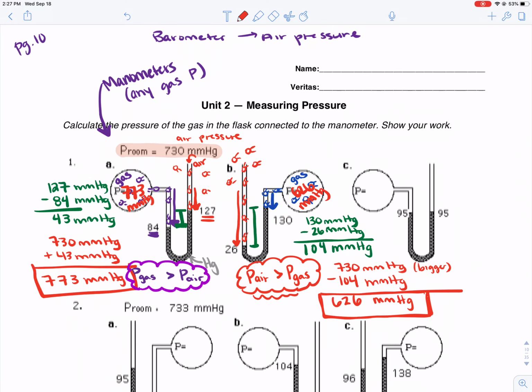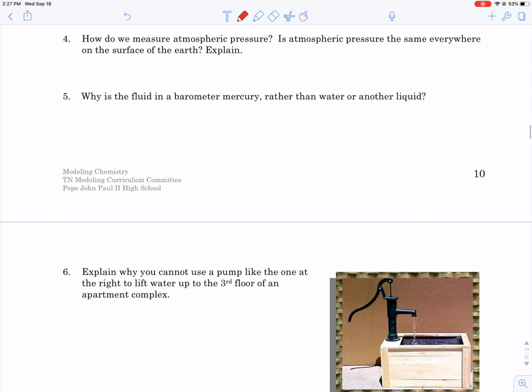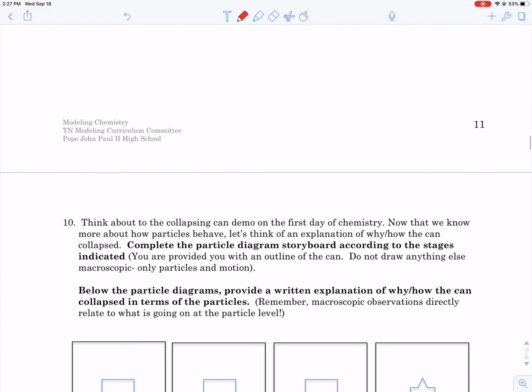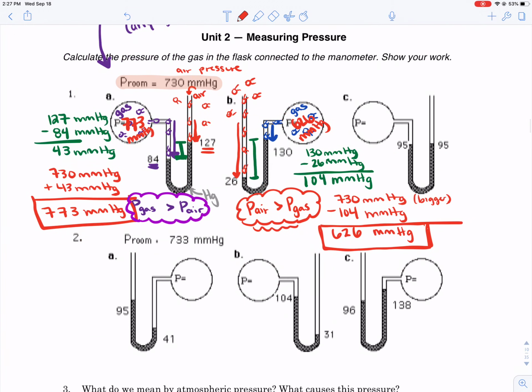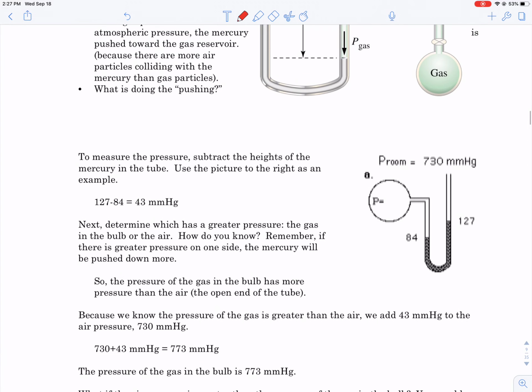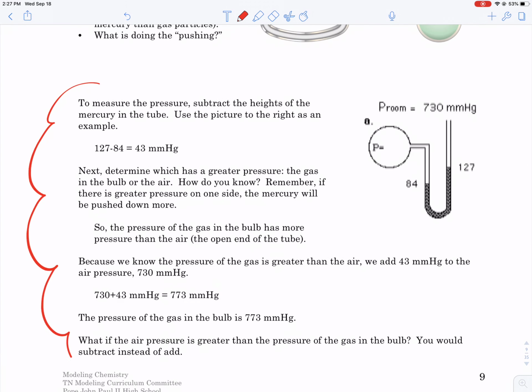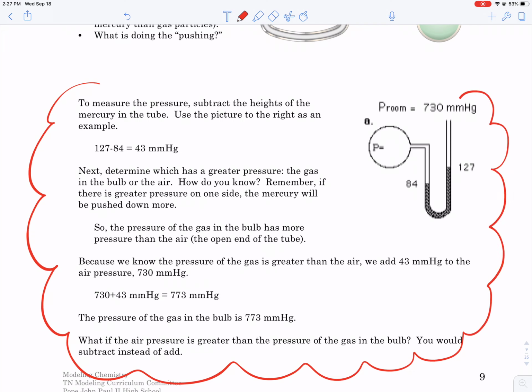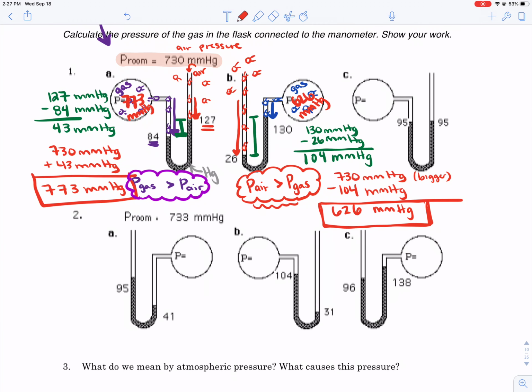Now, I want you guys to finish the rest of these manometer problems. You're going to finish all of pages 10, 11, and 12, and you'll submit the pages on Google Classroom when you're done. If you want a little bit of additional help, if you go back to page 9, there's an explanation of how to do these manometer calculations. So going back and reading that might help. You can obviously rewatch this video. Do the best you can on those problems, and we'll check our answers together next class when we come together again as a group.